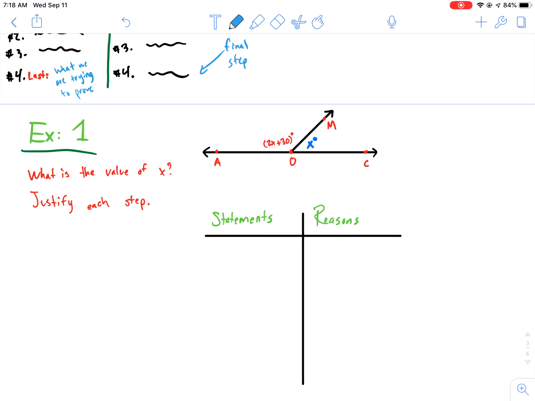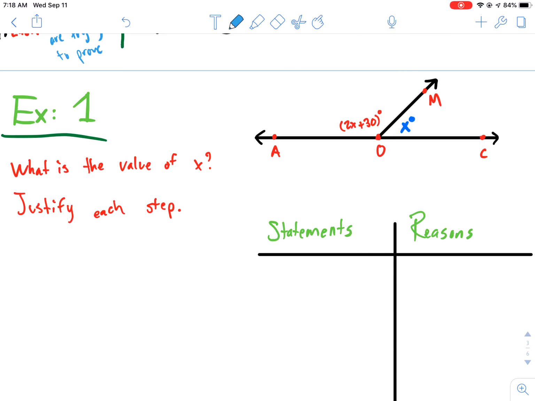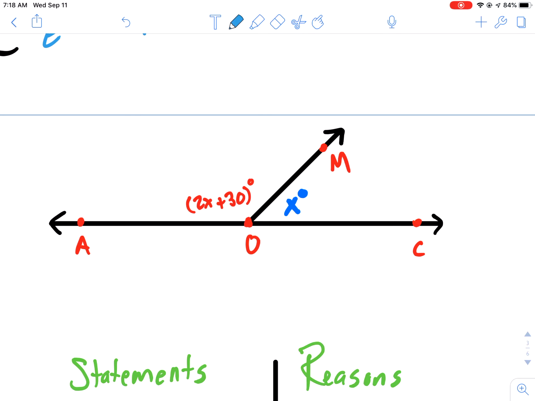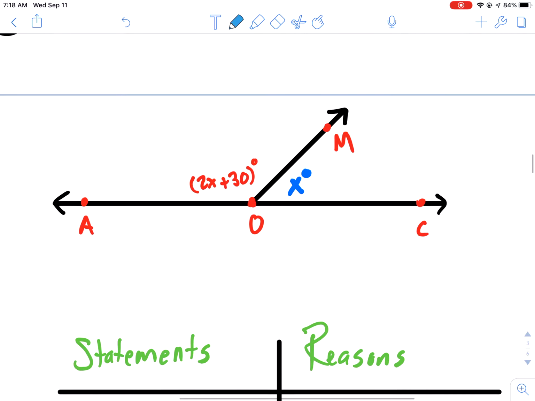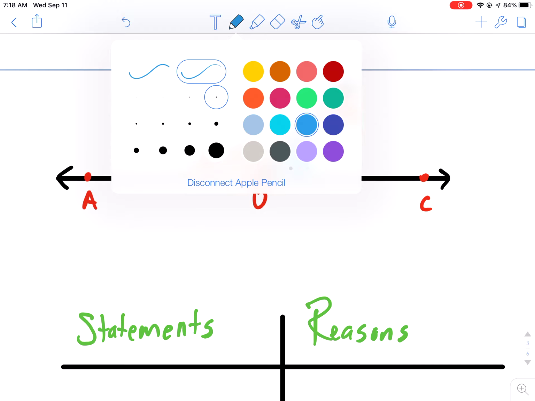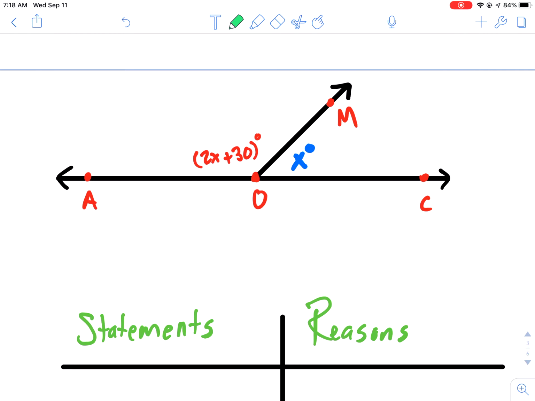So here we see, what is the value of x? Justify each step. Here we have some lines and some angles, and we are asked to find the value of x. There are some assumptions we have to start with. We have two angles that together make a straight line. That's called a linear pair: two angles that make a line.